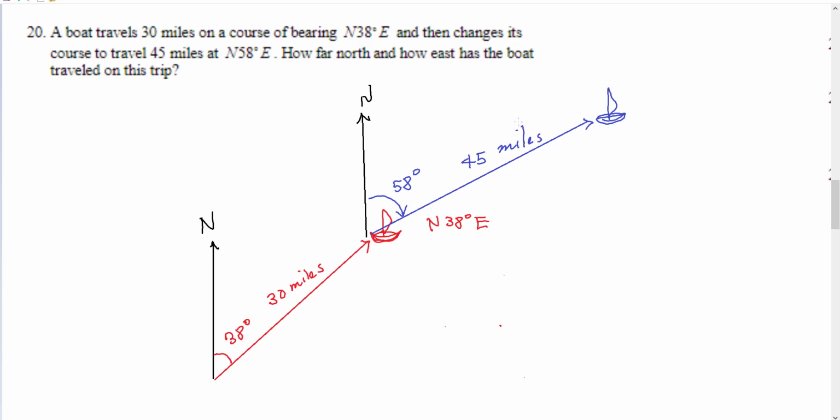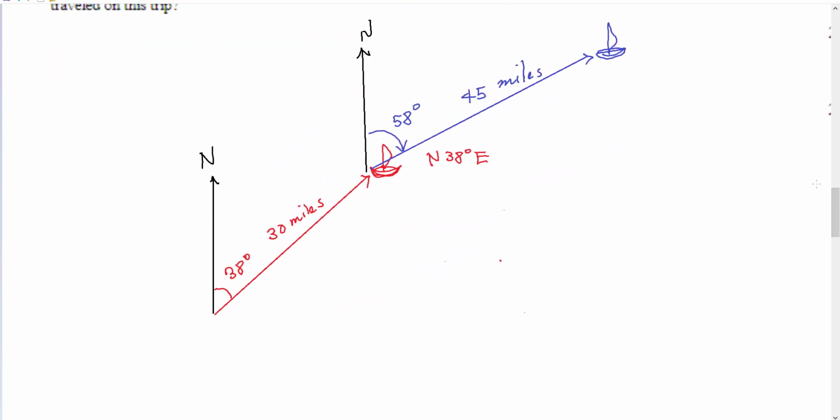And now, how far north and how far east? So how far north and how far east? This distance from here to here is the total east. And then how far north is this distance?